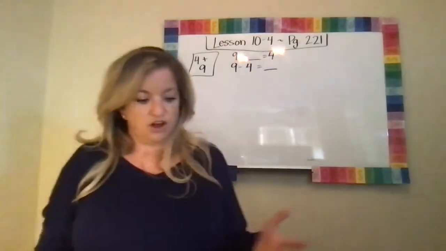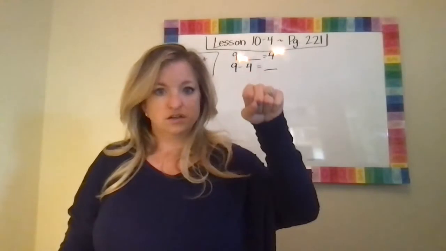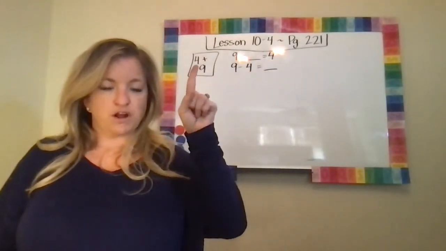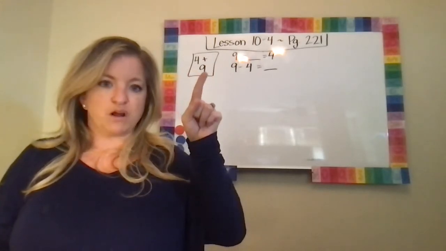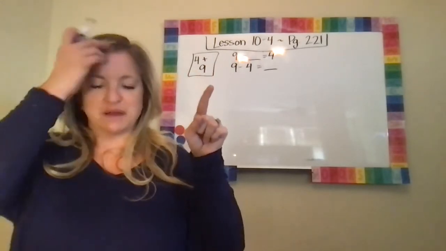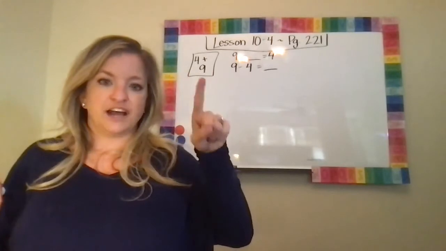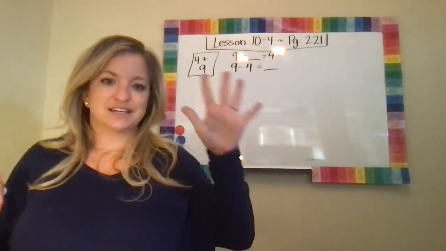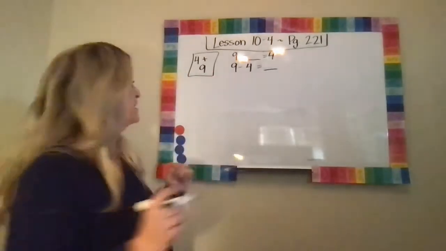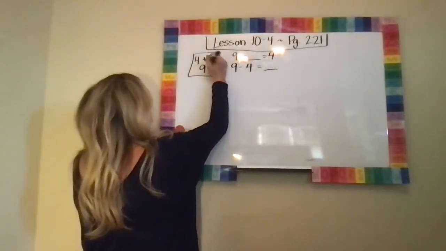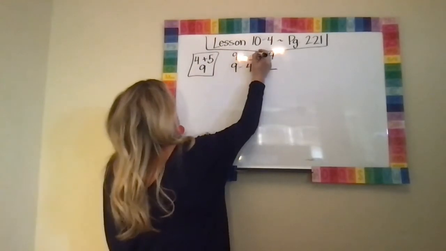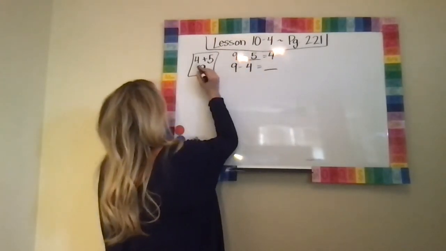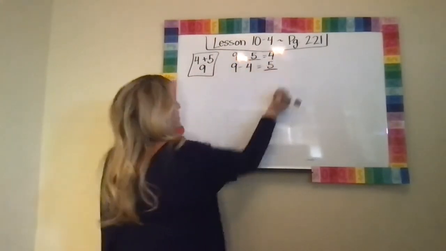So let's solve this. I'm going to start at 4. I'm going to stop counting at 9. However many fingers I add to my 4, when I get it to 9, is my missing addend. 4, 5, 6, 7, 8, 9. I added 5 fingers. So I'm going to fill in the blank there. Now I know 9 minus 5 is 4. And I also know 9 minus 4 is 5.